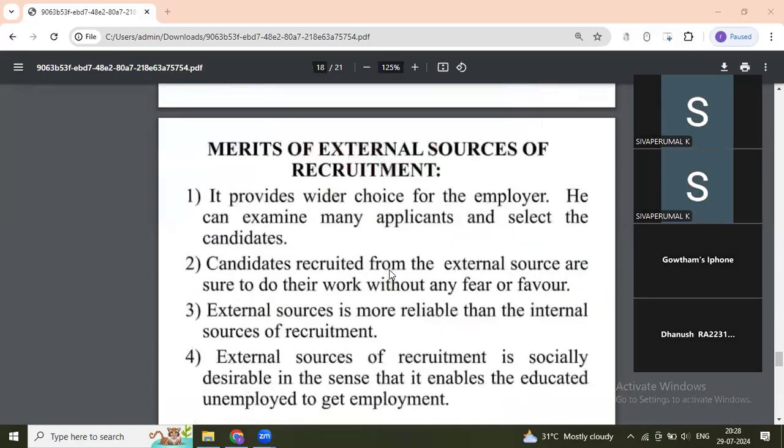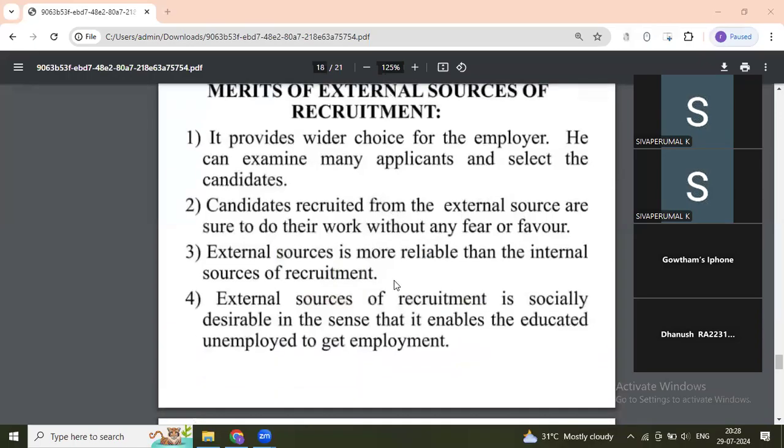Now we will see the merits of external sources of recruitment, right? What are the benefits and advantages of external sources? The first point is it provides a wider choice for the employer, of course. When compared to internal, where we can only choose limited skilled persons, whenever you go for external sources, a wide range is available. We can choose any number of persons from outsiders, and the employer can examine many applications and select the candidate.